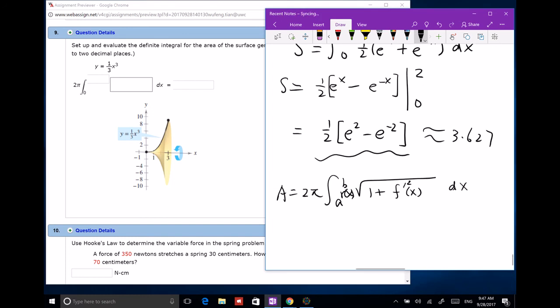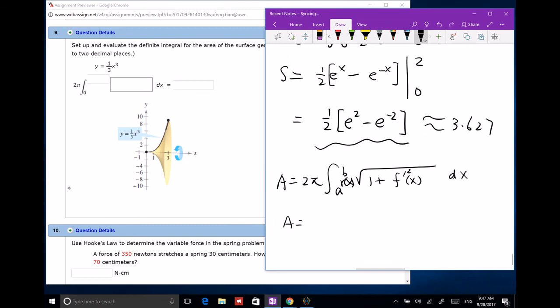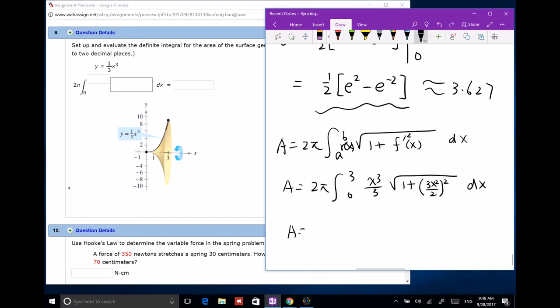So for this one, you set up the area equals 2 pi, from 0 to 3, x cubed over 3, and this is your x, your radius. Square root of 1 plus the derivative of 1/3 of x cubed, so it's going to be 3x squared over 3, that's the derivative. Then square it, and dx. So A equals 2 pi from 0 to 3, x cubed over 3, square root of 1 plus x to the power 4, dx. Okay, you can use U substitution.